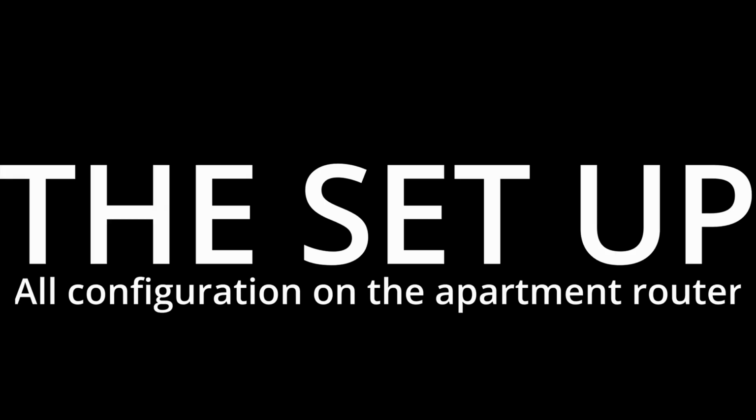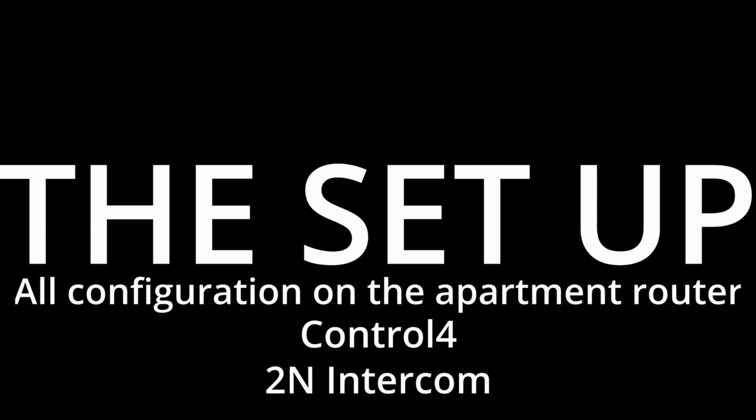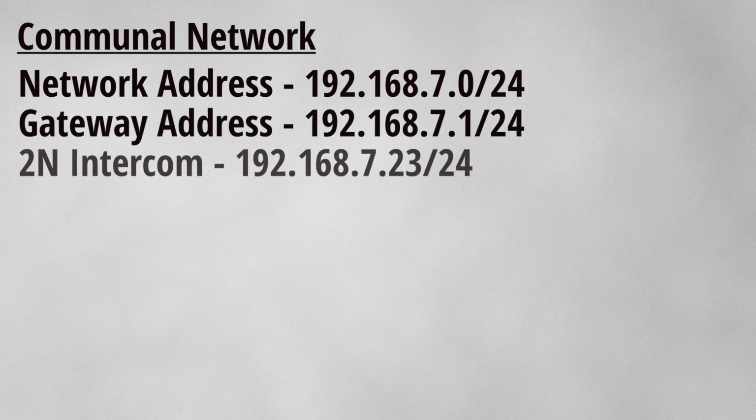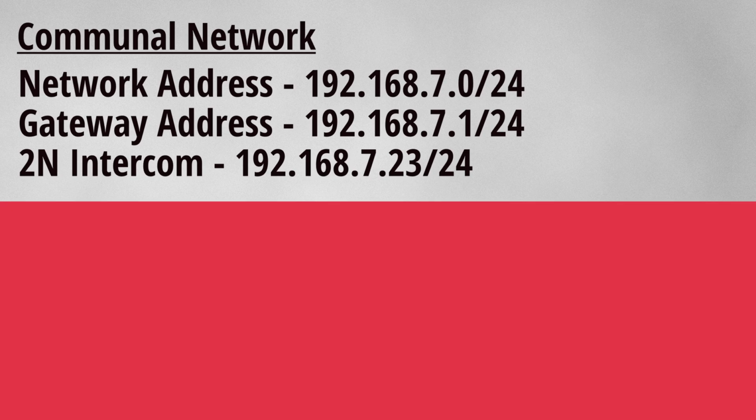All the configuration was done on the apartment router, the Control4, and the 2N intercom. We didn't need to touch the communal network at all. So on this system I've got here, the communal network address is 192.168.7.0/24. The gateway is 192.168.7.1. And the 2N intercom is on 192.168.7.23.